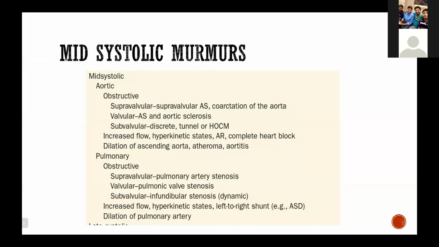And one thing which you need to keep in mind when you're thinking about ejection systolic murmurs is that, as I mentioned earlier, these ejection systolic murmurs can be an innocent murmur. So whenever you auscultate an early systolic or an ejection systolic murmur, you need to make sure that it is not an innocent murmur and it is actually a pathological murmur if you want to further evaluate. So you can have an innocent ejection systolic murmur in both the aortic as well as the pulmonary area. In the aortic area, the mid-systolic murmur which is an innocent murmur is called Still's murmur.